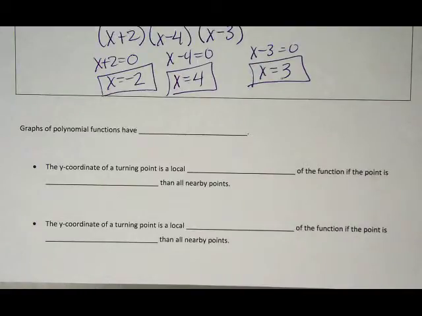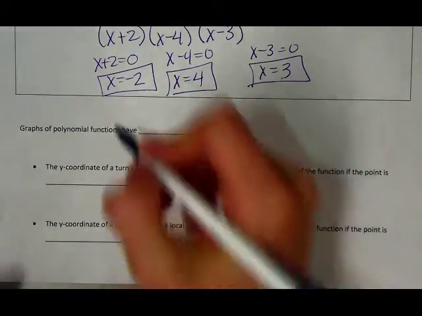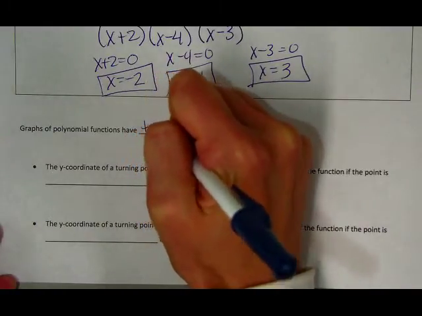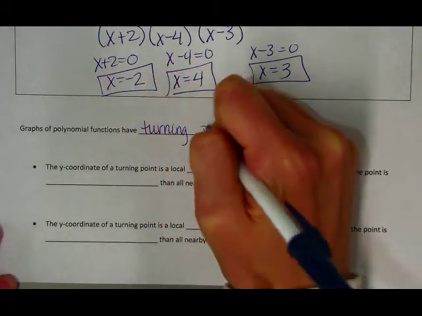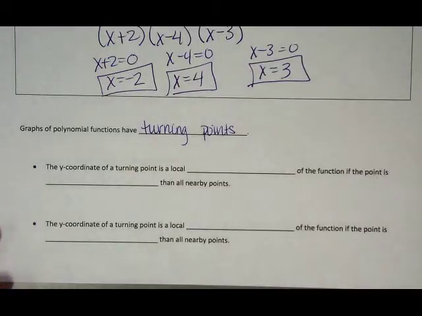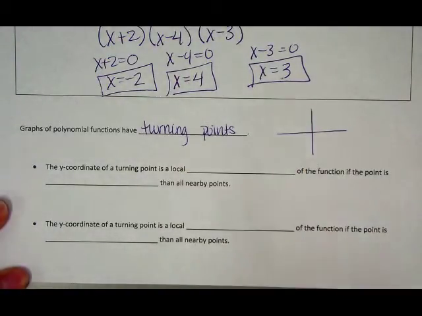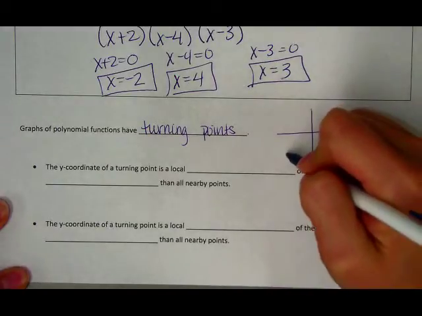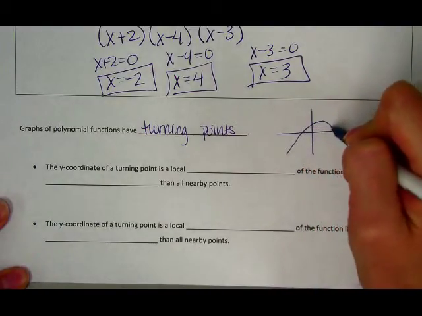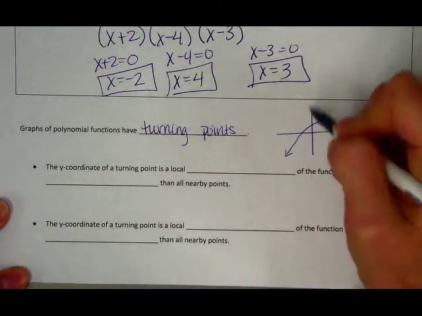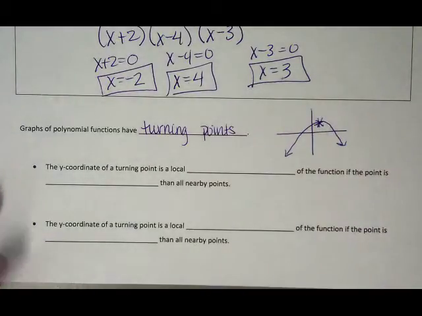So we know graphs of polynomials have zeros. Those are the pieces of our graph that cross our x-axis. But they also have what we call turning points. Turning points of our graph are basically where our graph changes direction. So if we're going in a positive y direction and all of a sudden we change to a negative, the point where it actually changes direction is called a turning point.